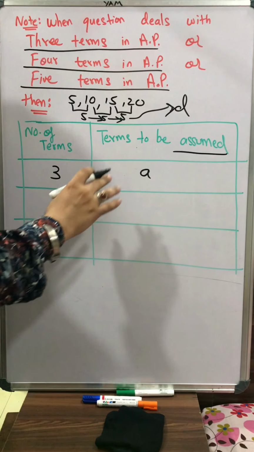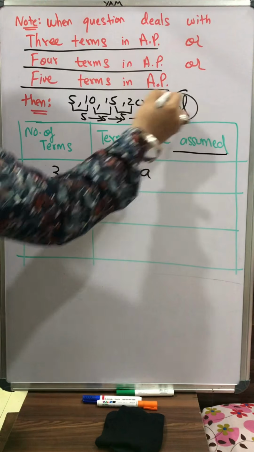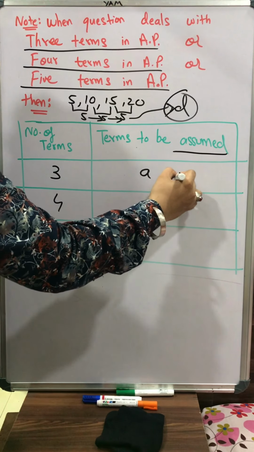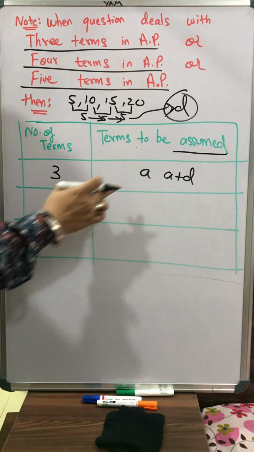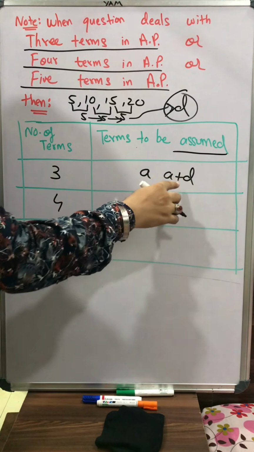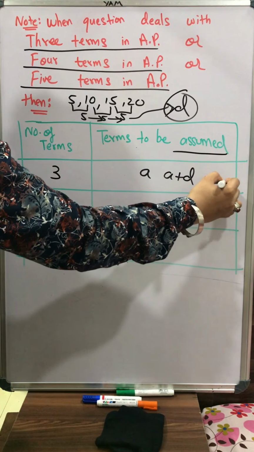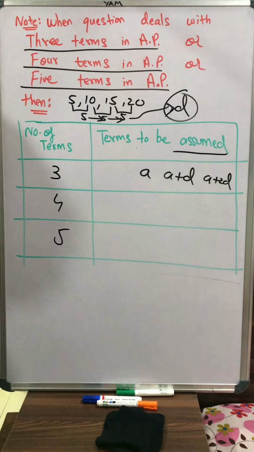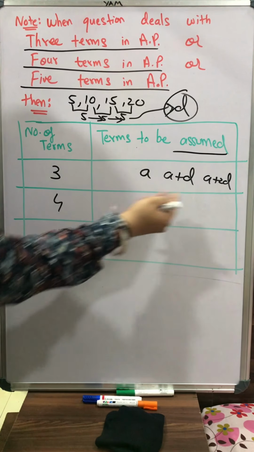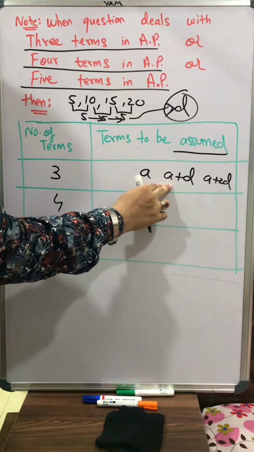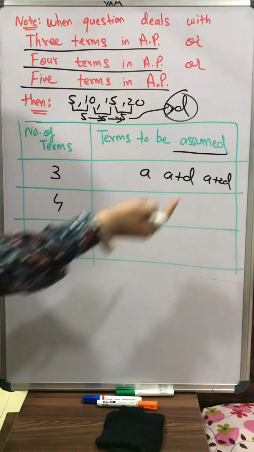So what will be the second term? The second term will be at the difference of D, so it will be A plus D. We are assuming 3 terms, so if the first term is A, my second term is A plus D, and my third term will become A plus 2D. Are you all getting it? Because A plus D minus A is D, and A plus 2D minus (A plus D) gives me D. So the common difference between these terms is D only.